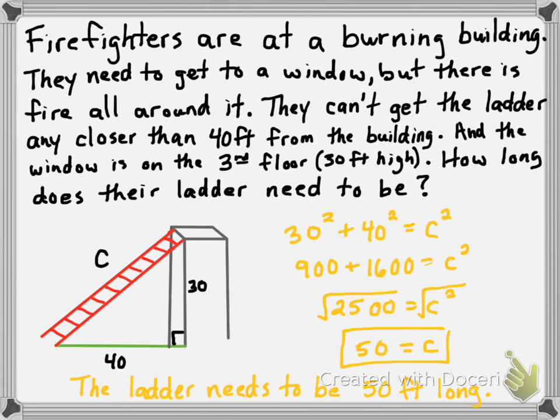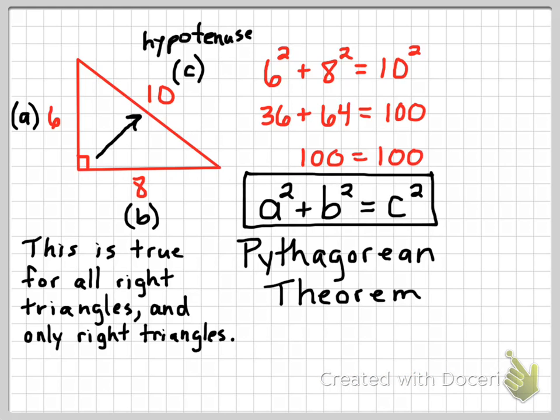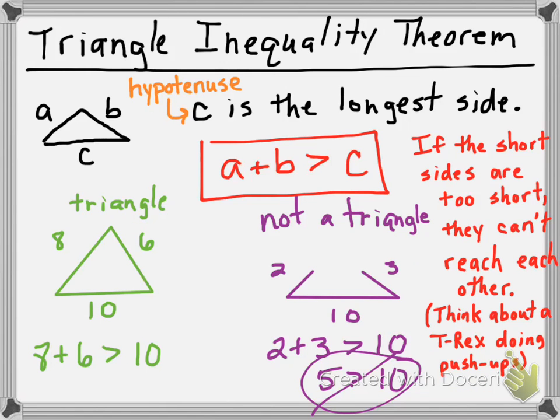Okay, so the two theorems that you should know now are first, the triangle inequality theorem. Okay, and that's that A plus B, here let's go back and look at it, that's that A plus B has to be greater than C. Okay, the two short sides have to be longer than the long side. They can't be shorter or you're kind of T-Rex arming it. Okay, so A plus B has to be greater than C to make any kind of triangle. Okay, to make every kind of triangle.